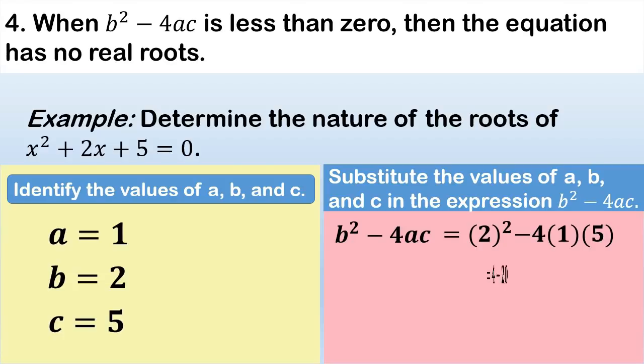So, 2 squared is equal to 4, minus 4 times 1 is 4, times 5 is equal to 20. 4 minus 20 is equal to negative 16. So, as you can see, the value of our discriminant is negative 16. And negative 16 is less than 0. Therefore, we don't have real roots for the given equation.